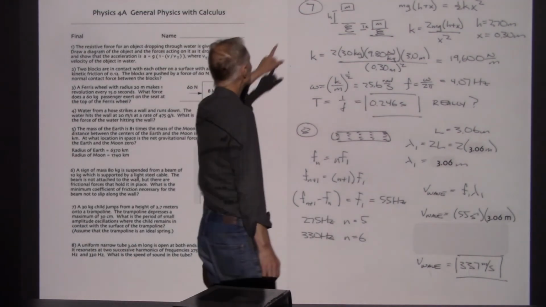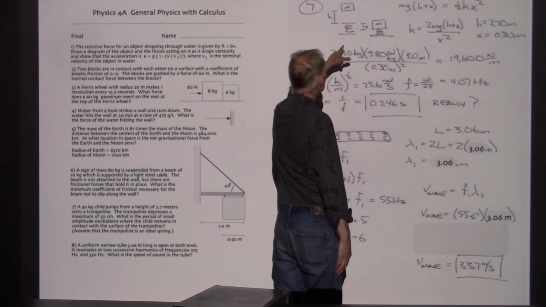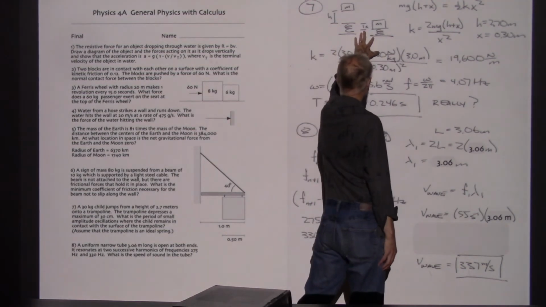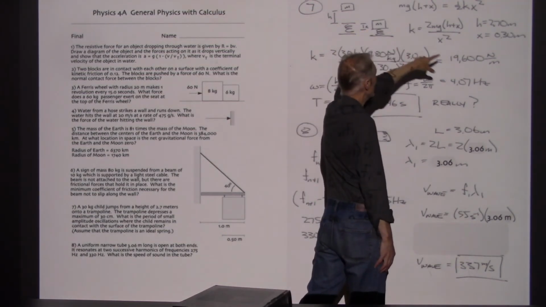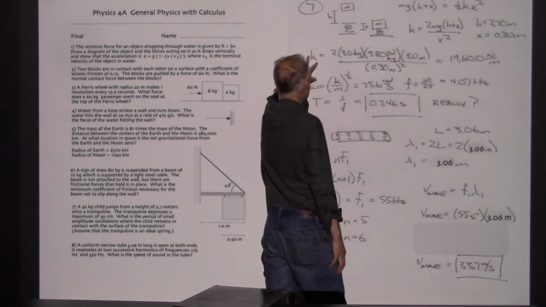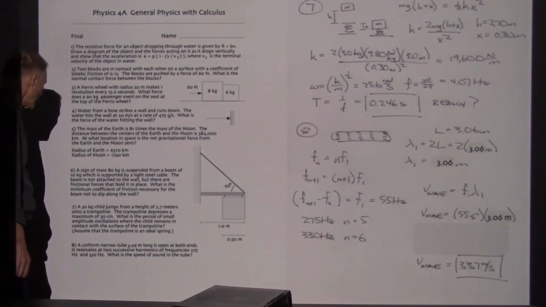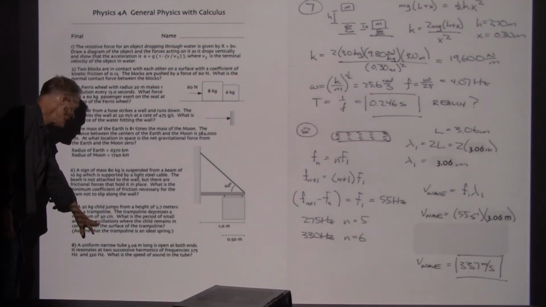So anyway, here's this kid dropping off of the house onto a trampoline, and it depresses the trampoline by 30 centimeters. The height the kid jumped from was 270. Now, they want to know what the period of oscillations will be.